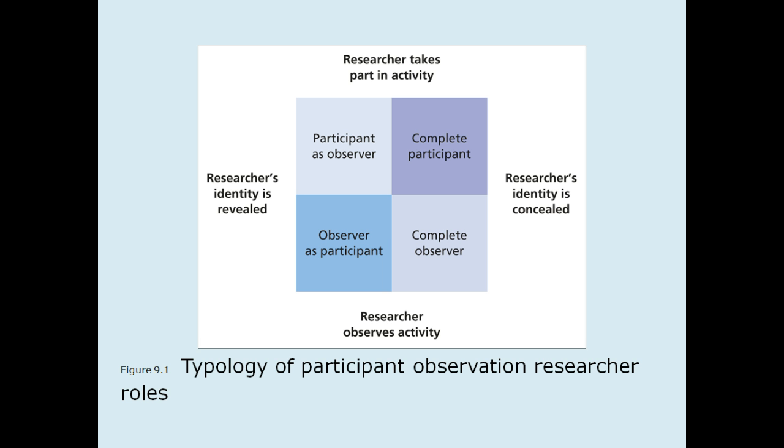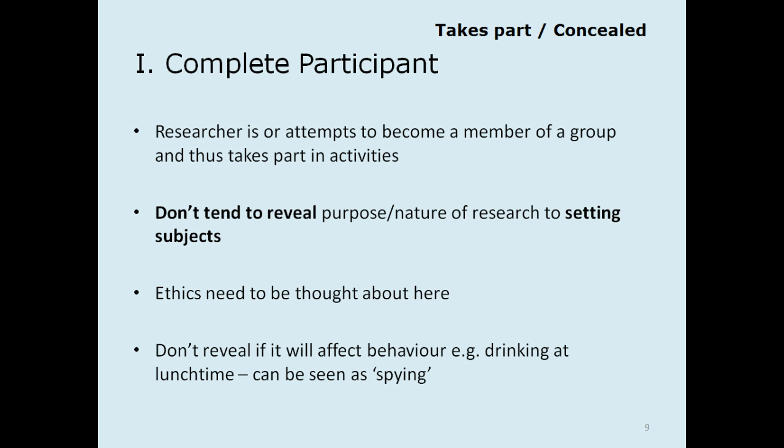Complete observer is where we are not taking part, we're just observing on the sidelines, so we're not actually doing what everyone else is doing, who we're observing, and we've got our identity concealed as well. Okay, now we'll take you through these little roles and see which ones you think you might want to use or may not want to use. So the first one, complete participant.